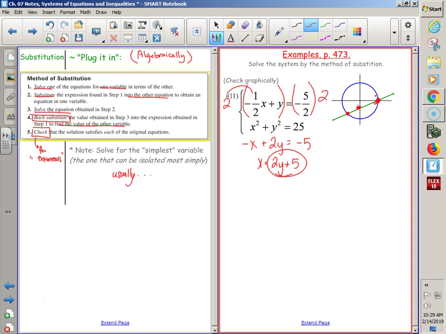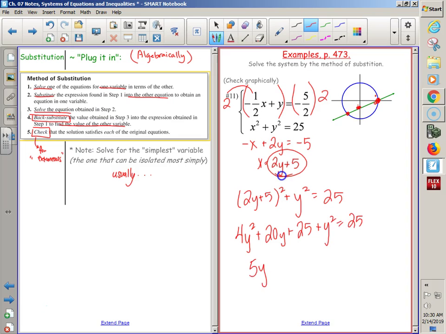Why do I like that substitution better? Fractions are gone. Do you think maybe you would make fewer mistakes by FOILing this than you would FOILing that other nastiness we just saw? As long as you do outer and inner and put them together, that'd be 20y plus 25 plus y squared equals 25. That would be 5y squared plus 20y. Is anybody okay if I cancel out the 25s? Because if I subtract it would be 0.